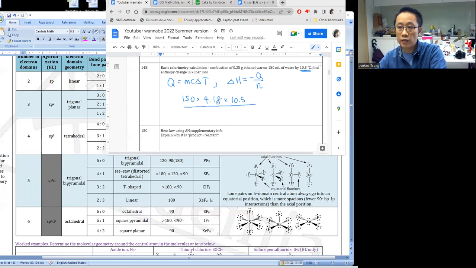So all this needs to be divided by the number of moles of ethanol. I'll just need the negative in front, just to be more formally correct. And then you can divide by the number of moles of ethanol, which is mass divided by molar mass: 0.25 divided by the molar mass, which is 46.08. However, this expression so far would have given you the energy change in joules per mole. And then to convert joules into kilojoules, you simply need to divide by 1,000.